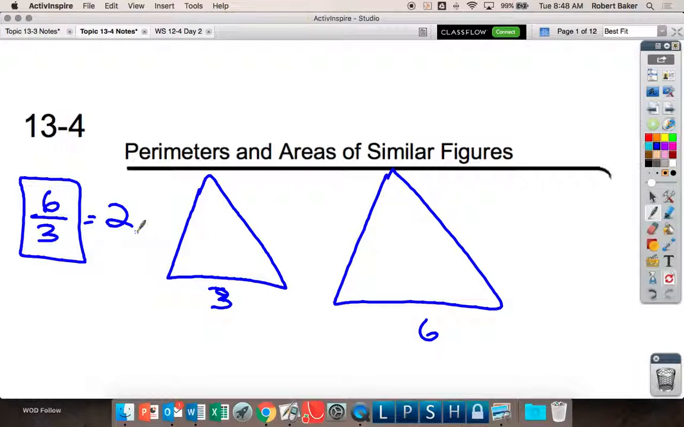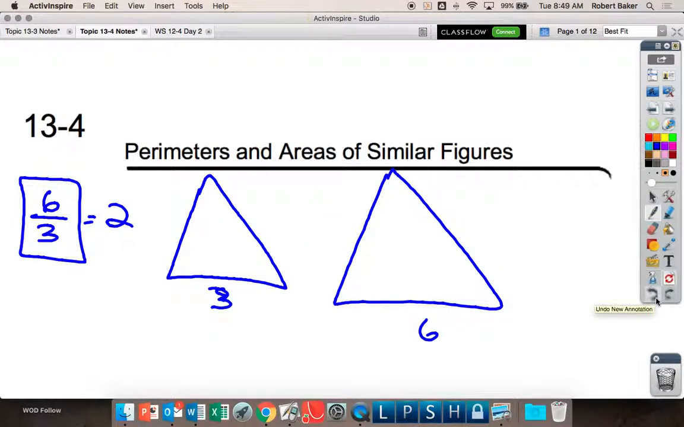So if you had a number right here, 4, how long would this side be? 8. If you had a number right here, 5, this number would be 10. And that's all based on that similarity proportion or that scale factor. Multiply everything by 2. So today, we're going to add one extra layer.